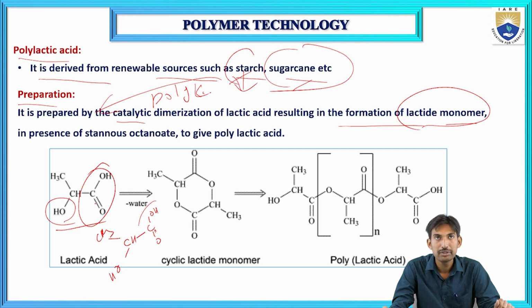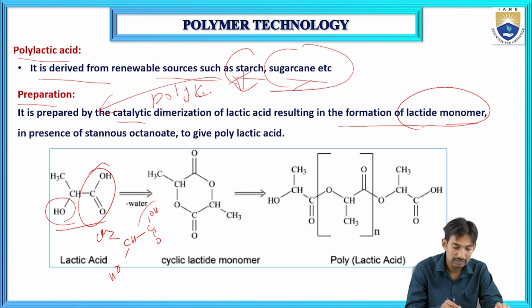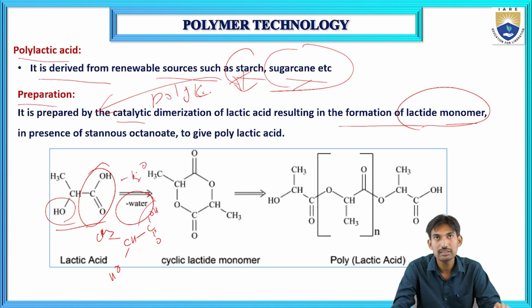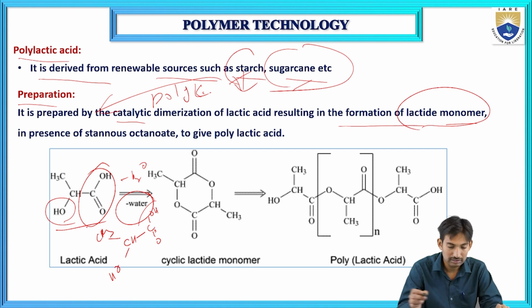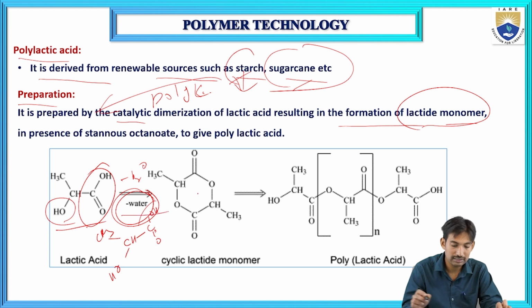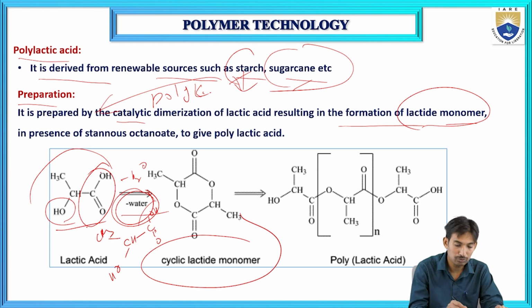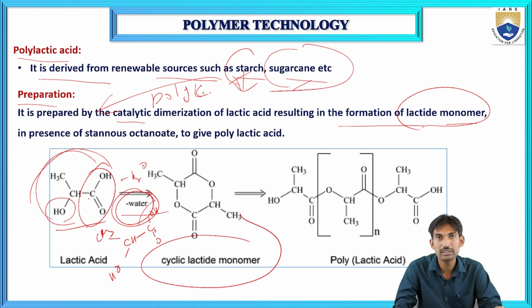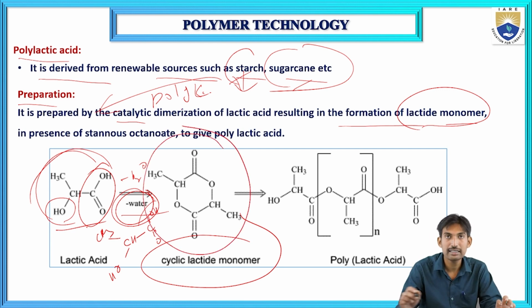It will undergo catalytic dimerization. In the presence of a catalyst, two lactic acids react together in a condensation, and water is eliminated. It forms the cyclic lactate monomer. This is the cyclic lactate monomer.